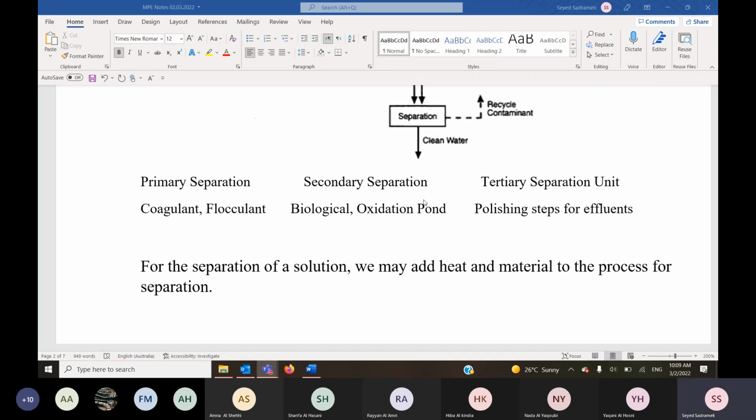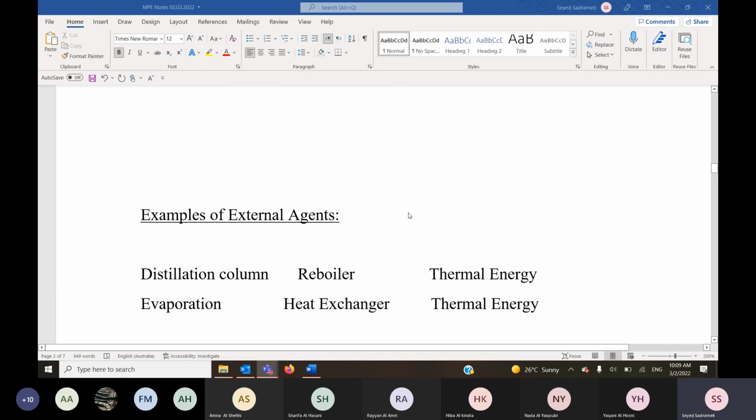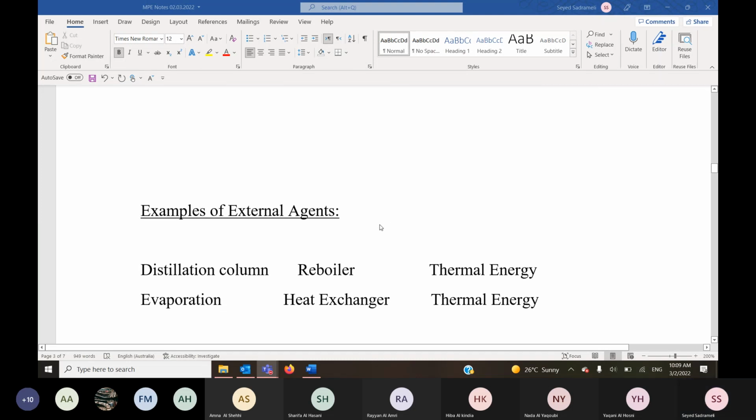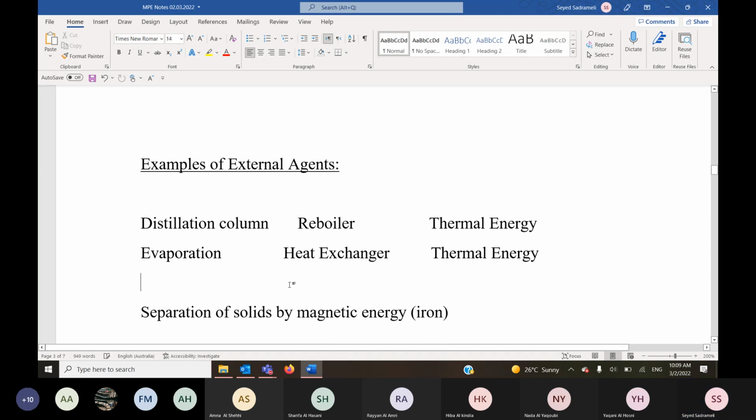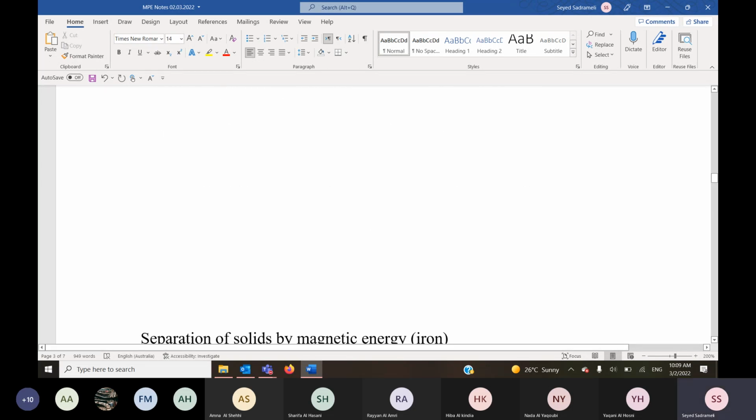So let's look at some examples of separation processes. Distillation column, reboiler, which separates by thermal energy. Evaporation heat exchanger also uses thermal energy. Separation processes.